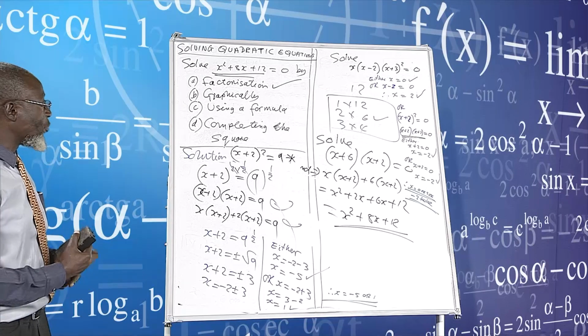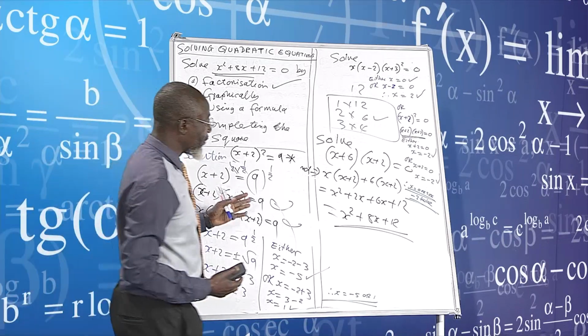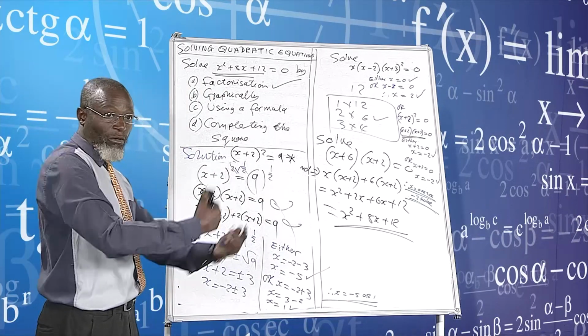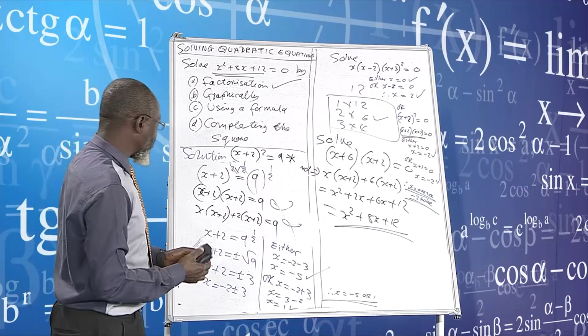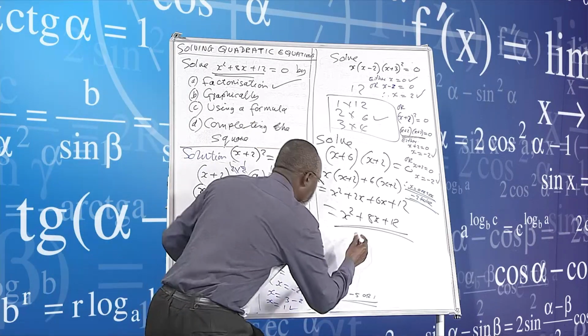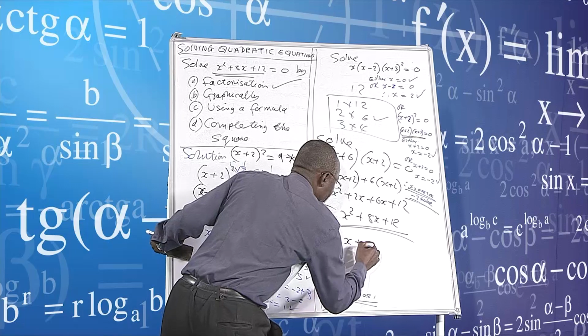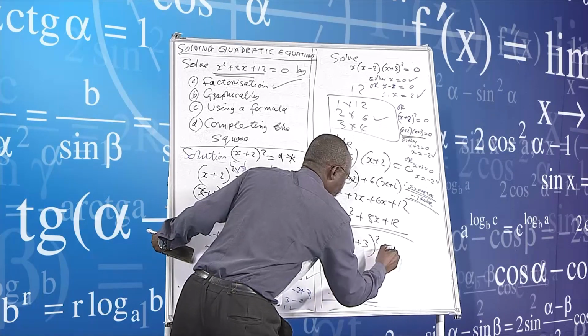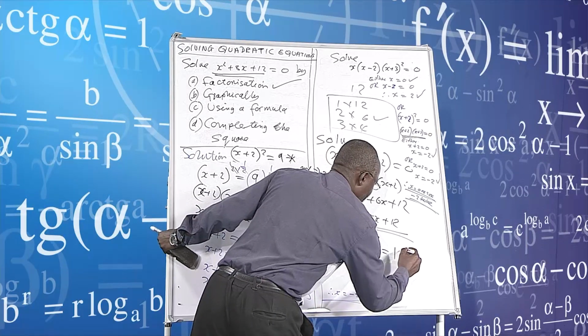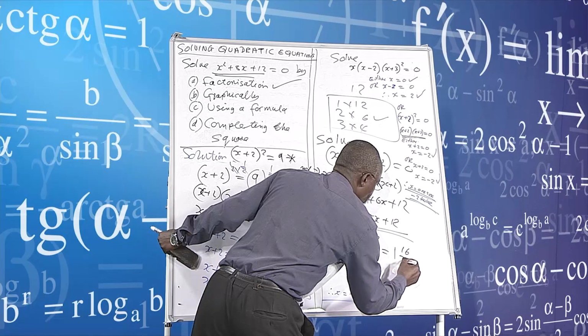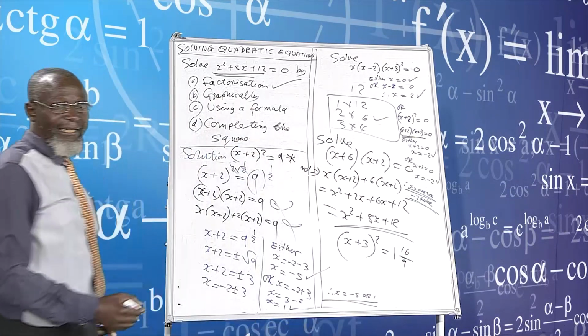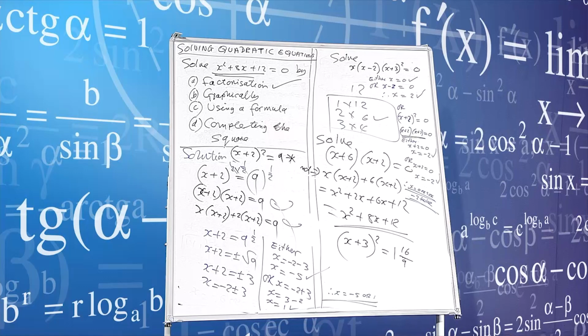So what I will do is I will do another one and also show you others going forward. Like for example, we can also have x plus 3 squared is equal to 1 and 16 over 9. 16 over 9. Right.